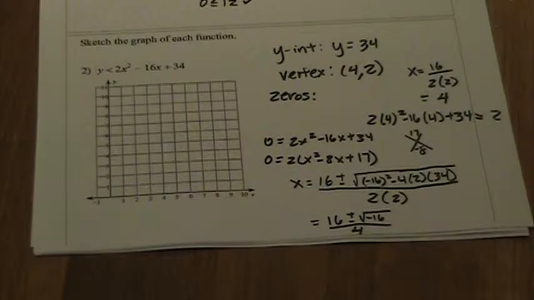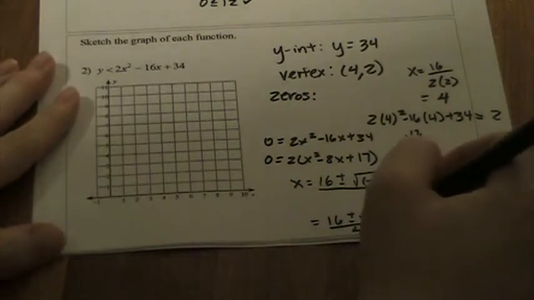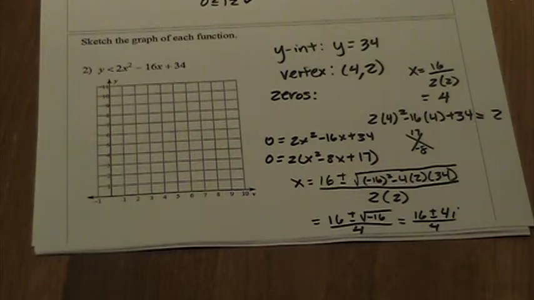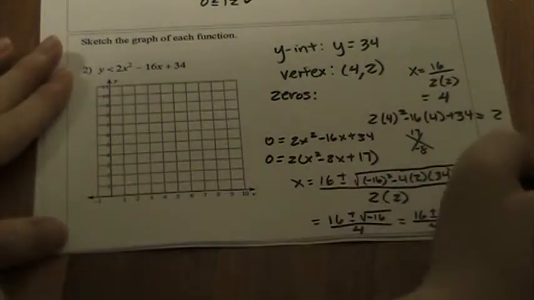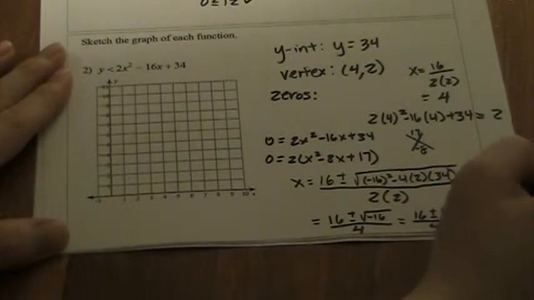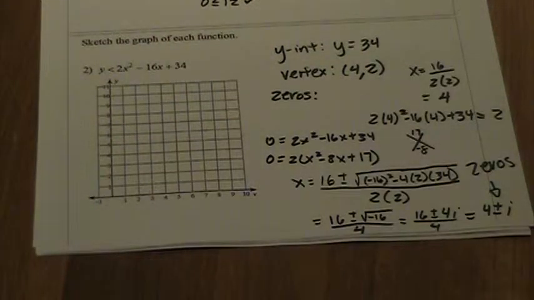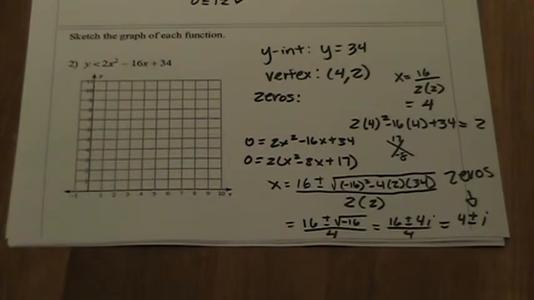The square root of 16 is 4, but there's a negative there, so I have to remember to accommodate for that with an i that represents the square root of negative 1. So this would simplify to 16 plus or minus 4i over 4. Both of those terms are divisible by 4. So that would be 4 plus or minus i. Now, for purposes of graphing, these are my zeros, but it doesn't help me graph because they're imaginary, which means that the parabola is not going to cross the x-axis.